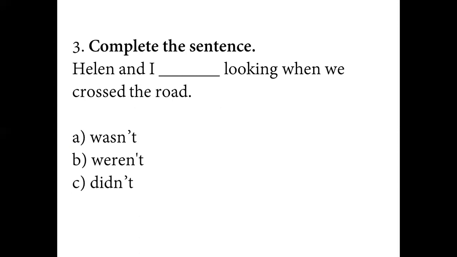The next one, complete the sentence. Helen and I looking when we crossed the road. Wasn't, weren't, or didn't. Helen and I. It means we. We can cross this out and replace it with the pronoun we. So we wasn't looking, weren't looking, didn't looking.